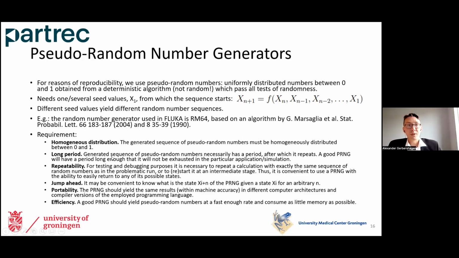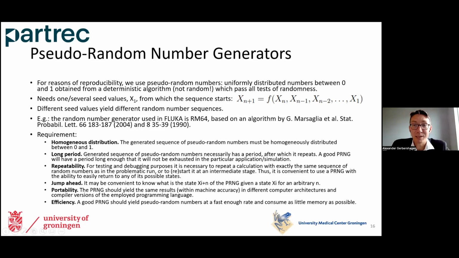There are a couple of requirements on these pseudo-random number generators. First of all, what you want to generate is a uniform homogeneous distribution between 0 and 1. This is the uniform distribution I've shown several slides ago, the idealized one. You want to have a long period, so that if you start with a specific seed, the numbers do not repeat and you do not end up very quickly at exactly the same number. You want to have repeatability, which means that once you start with a specific seed, using the same algorithm, you get exactly the same pseudo-random numbers. You want to be able to jump ahead. So this means that to calculate xn+1, you do not actually need all these numbers.